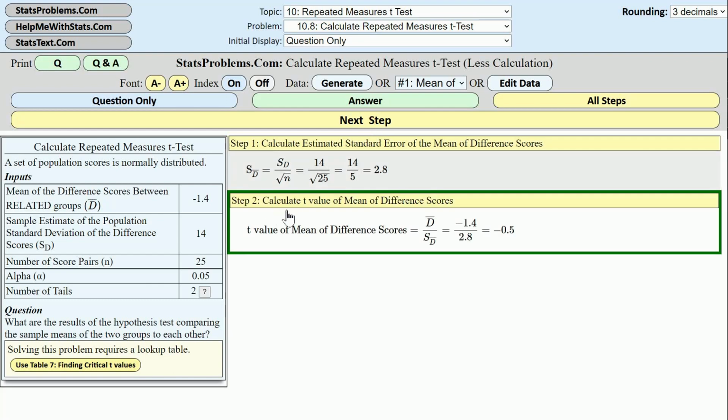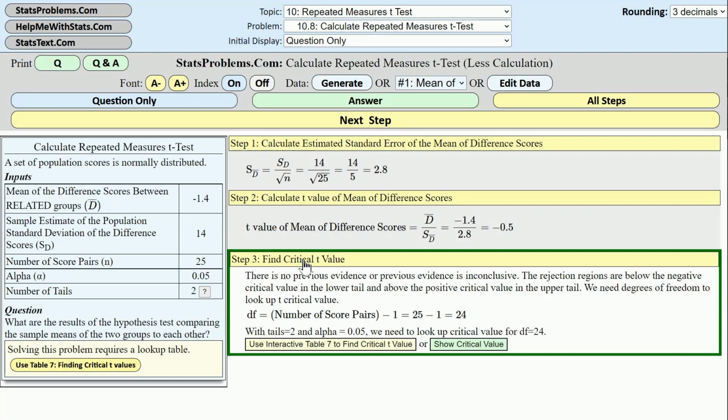In Step 2, we calculate the t-value of the mean of the difference scores. The t-value of the mean of the difference scores is equal to the mean of the difference scores, d bar, divided by the estimated standard error of the mean of the difference scores, S sub d bar. In this example, the t-value of the mean of the difference scores is equal to minus 1.4 divided by 2.8, which works out to minus 0.5.